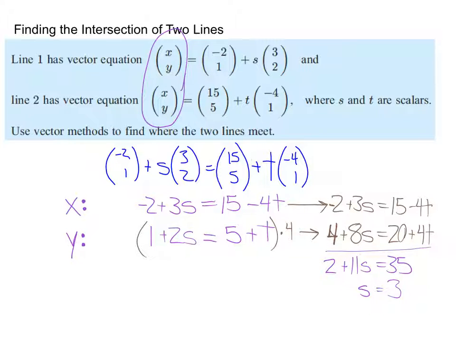Does everyone understand so far what we're doing? Now, technically speaking, I could stop at this point. If I were to stop at this point and I look at line 1, because line 1 is the one with the s in it. Here's line 1. I would do negative 2, 1 plus 3 times 3, 2. And what position does that give me?